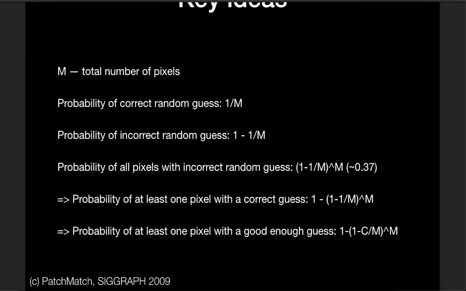C is the number of correct guesses you get in the first chance. Let's say you have only one correct guess, then 1 minus 1 by m. If you have C correct guesses, then 1 minus C by m is the probability of getting C correct guesses.